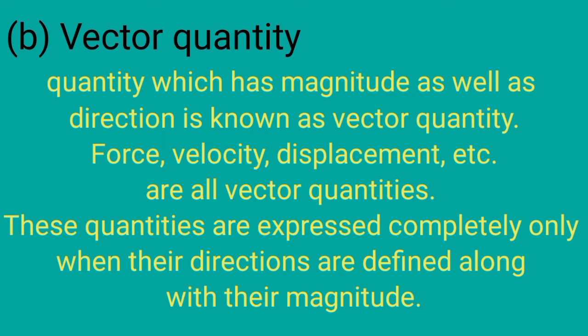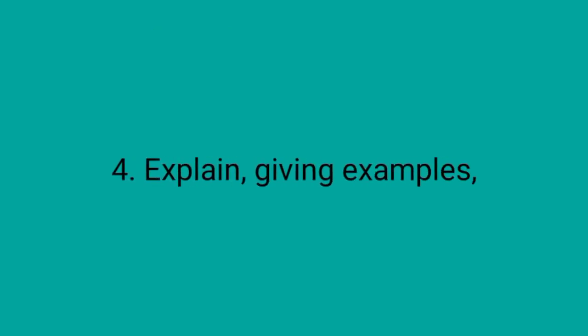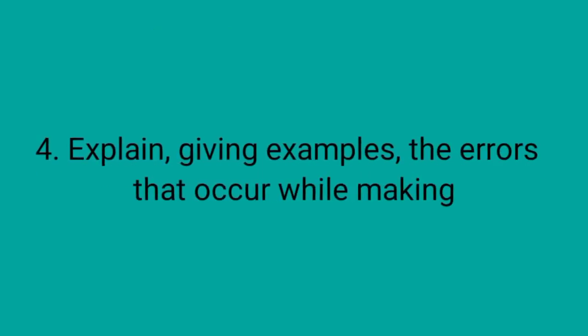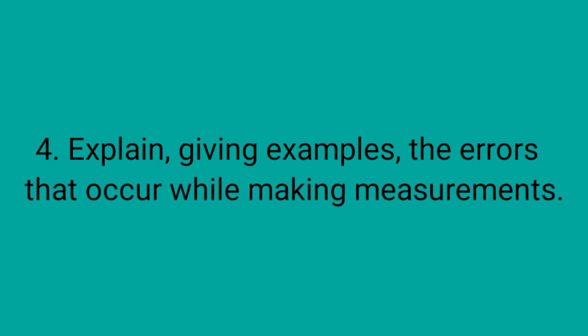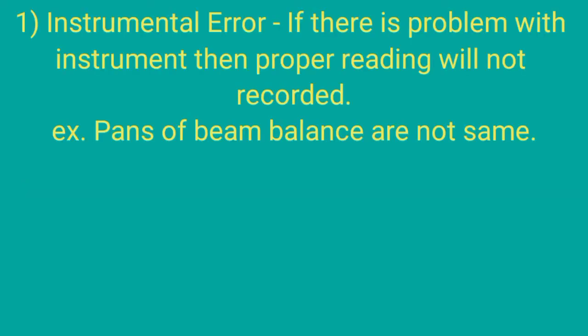It means that in these quantities the force is applied, that's why we can measure it, and the force is also acting on these quantities. These quantities are expressed completely only when their directions are defined along with their magnitudes. Next, fourth question, explain giving examples the errors that occur while making the measurement.